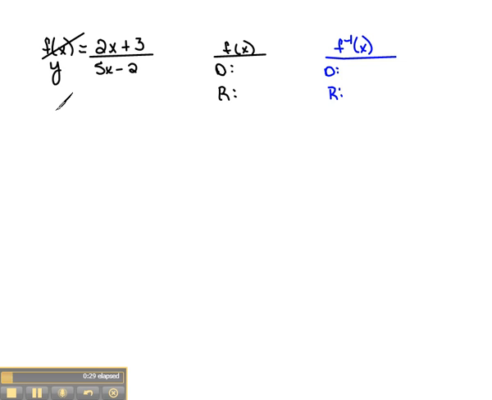So now, instead of y, let's replace that with an x, and instead of an x, let's replace that with a y. So I'm going to do that in both places there. And now we have to solve for y in order to find the actual inverse function.